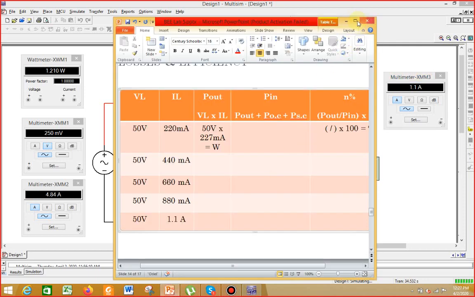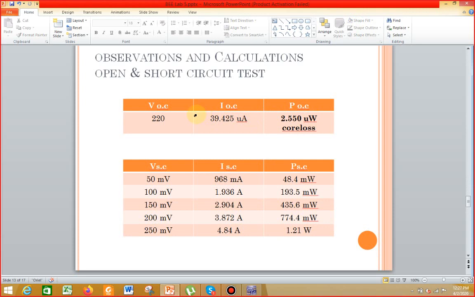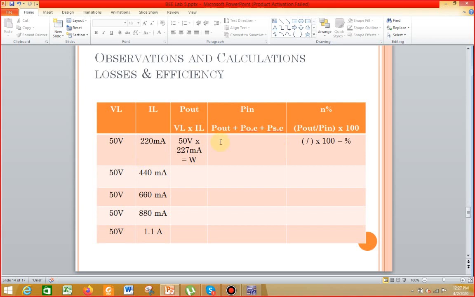So now I will show you the calculations again. In the first table we calculated the core loss, and in the second table all this power is actually your short circuit loss for different amounts of load current. I will just calculate the value of efficiency for one case, and then you can follow this procedure.